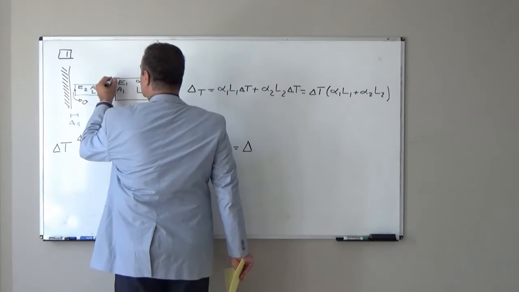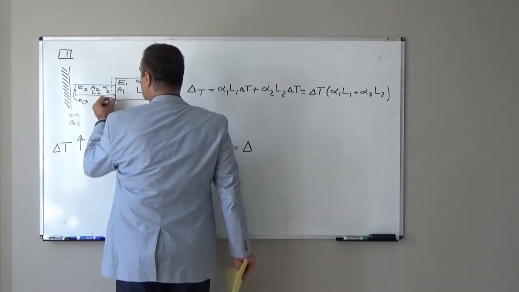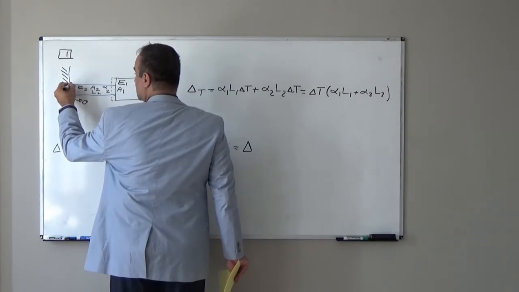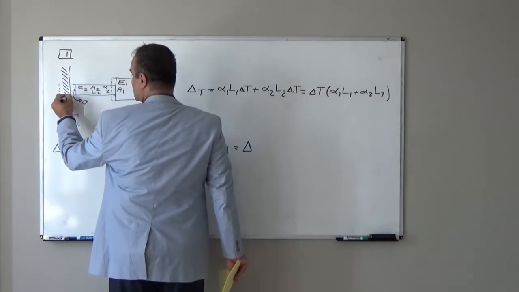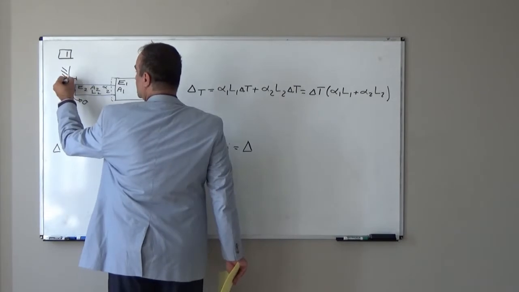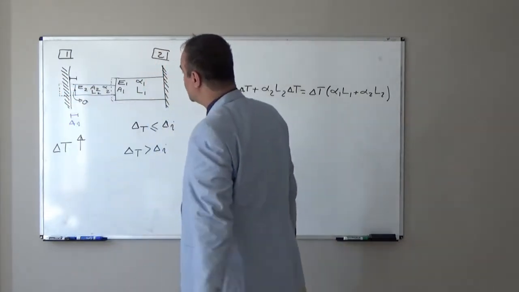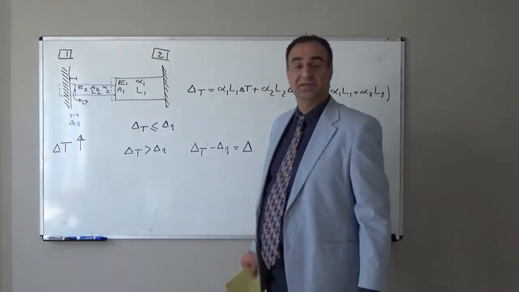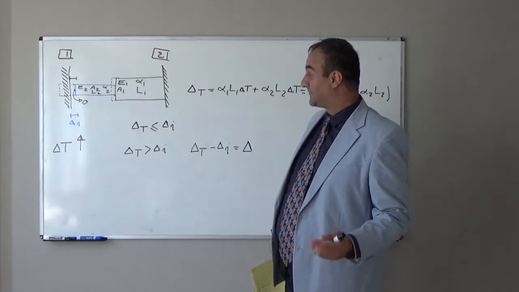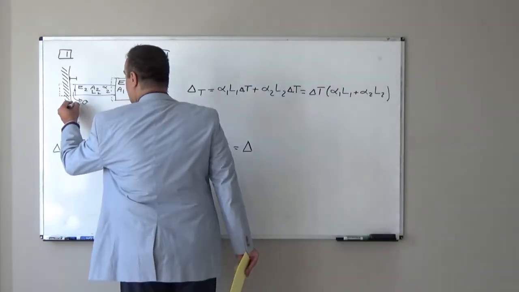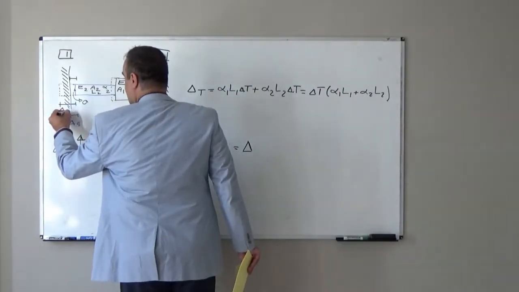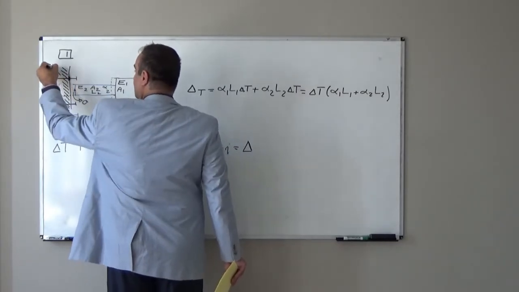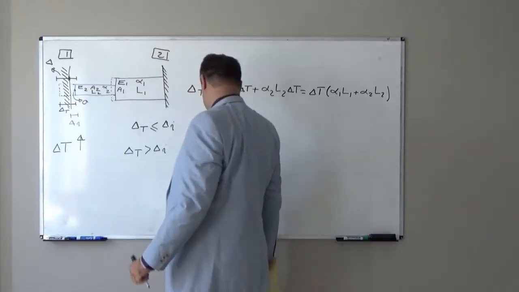So, assume this dashed line is the expansion for part 1, we have the expansion for part 2, and the summation of expansion goes here. Up to here it is delta I. Up to reaching this wall there is no stress or internal force. After that, total delta minus delta I means this delta will cause reaction.